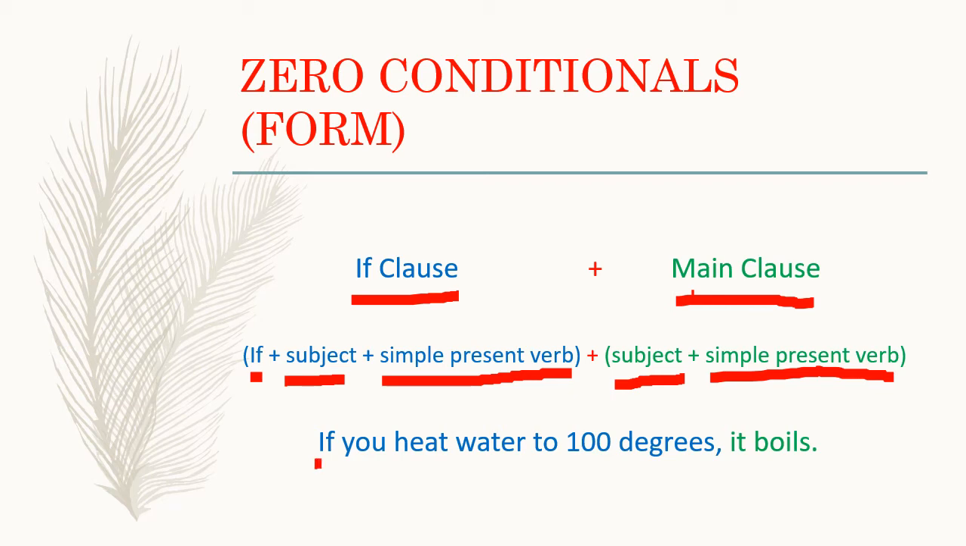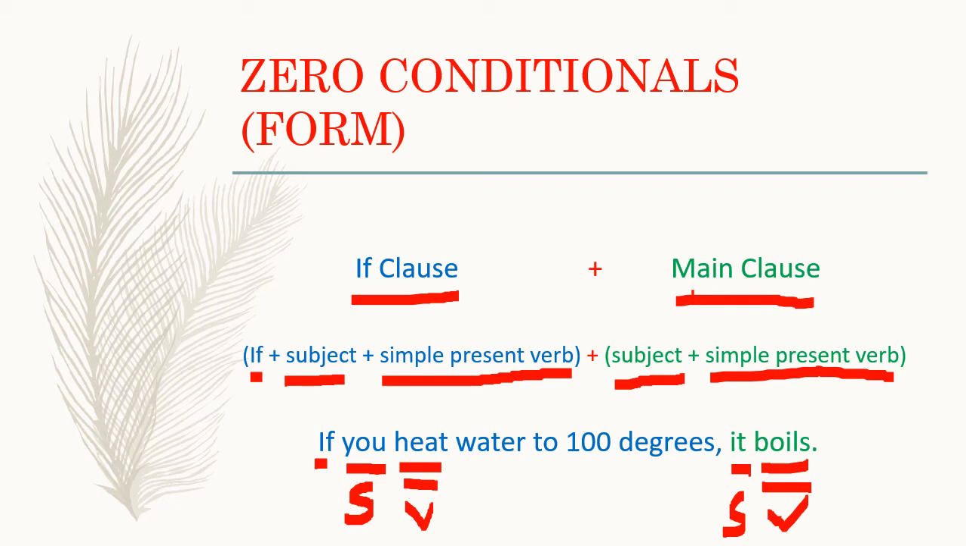So you have if, in your if clause, and then you have your subject, you, and then you have your verb, heat. What form of the verb did we use? Simple present. That is the pattern. Okay? So let's go to the main clause. This is your subject. And then this is your verb, boils. What form of the verb is used in the main clause for zero conditional? Simple present. That is the pattern.